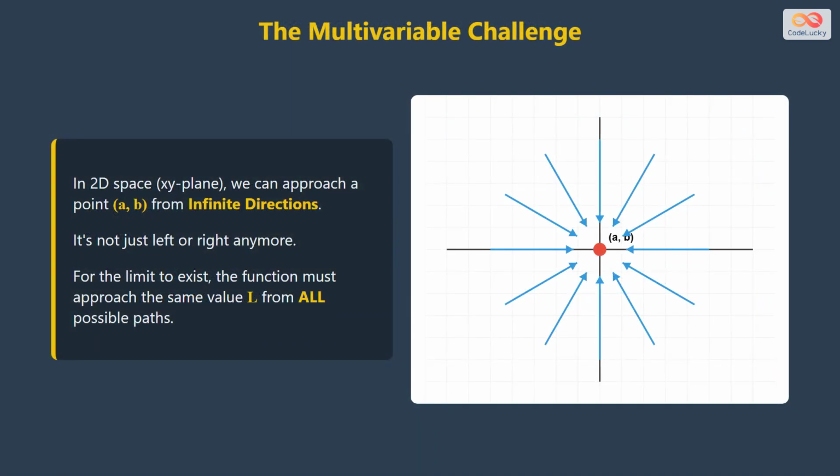But now, enter the 3D world. We are on the xy plane. To approach a point here, we are not restricted to a single line. We can approach this red dot from the north, south, east, west, or any diagonal direction. There are infinite ways to get to the destination.